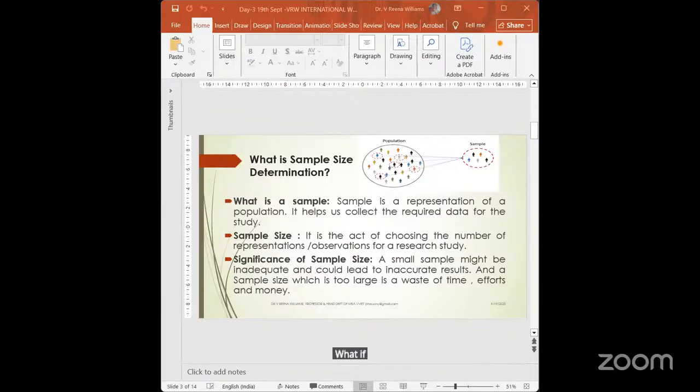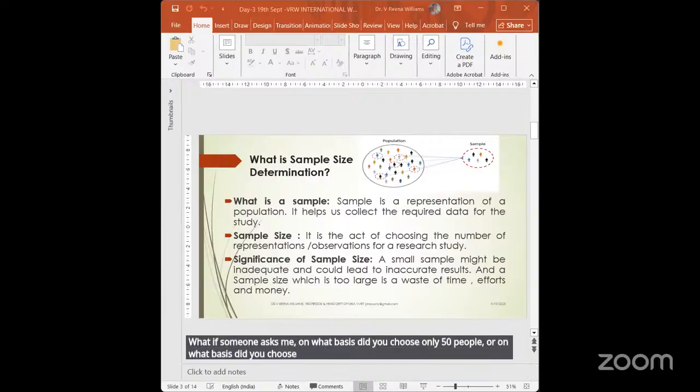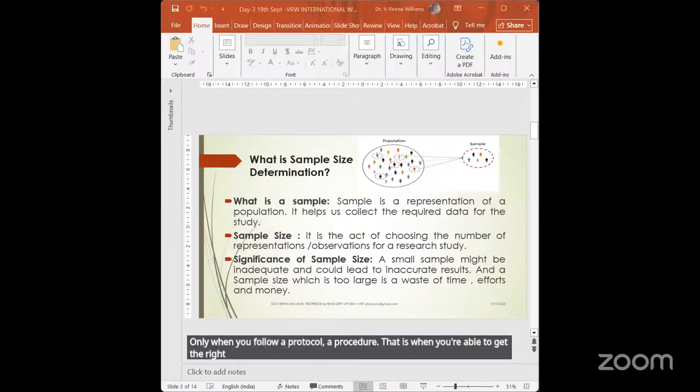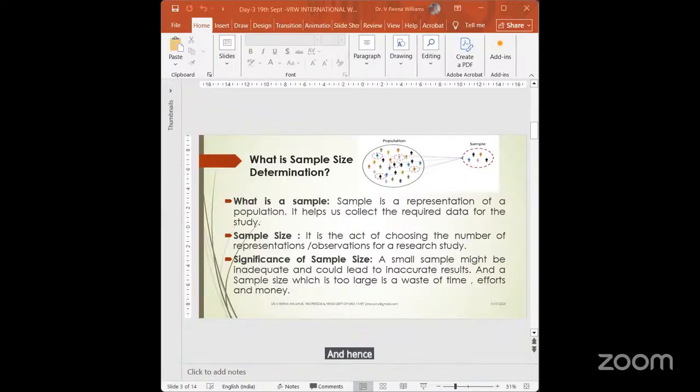What if someone asks me, on what basis did you choose only 50 people, or on what basis did you choose 150 people? I should have some justification, right? When we are talking about research, we are doing something on a very scientific basis. There is a procedure that we follow. Only when you follow a protocol, a procedure, are you able to get the right kind of answer. And hence, it is very important for us to know the sample size.